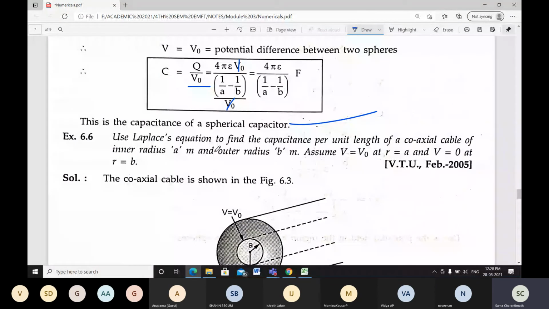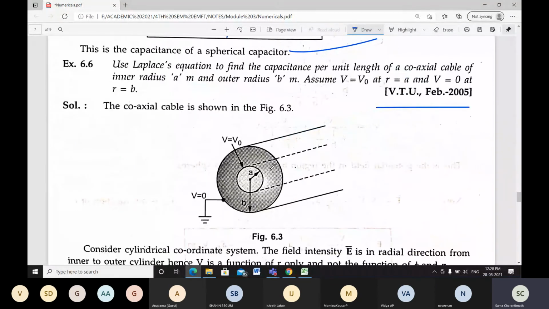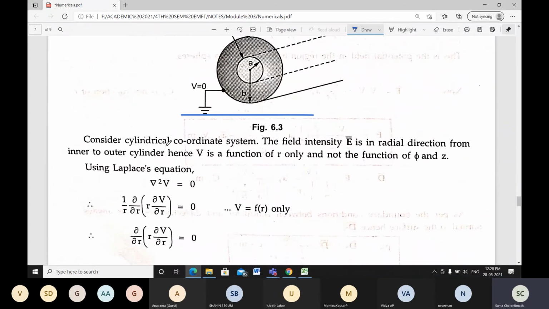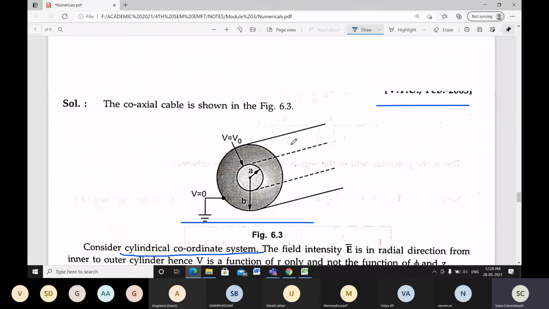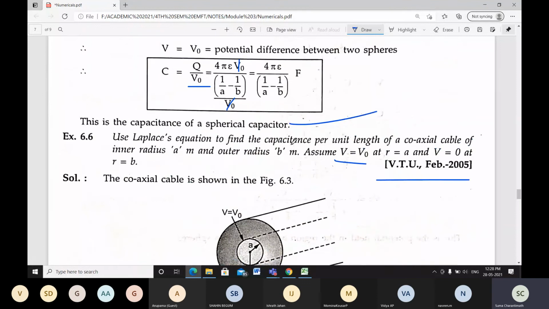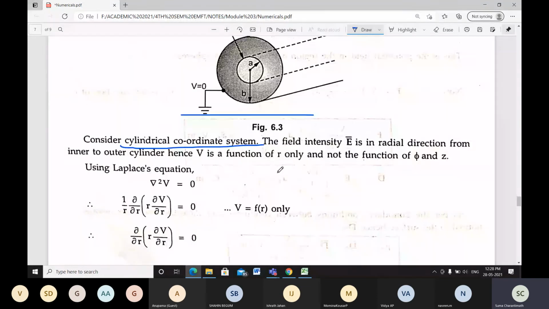Then how can you draw the coaxial cable? You can just write here inner is of radius A, outer is B. Inner is at V equals V naught and outer is at V equals 0. Then considering the cylindrical coordinate system, the field intensity E is in the radial direction from inner to outer cylinder. Hence, V is a function of R only here, and it's not a function of phi and Z.